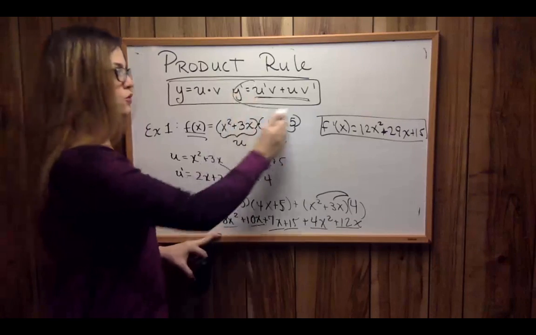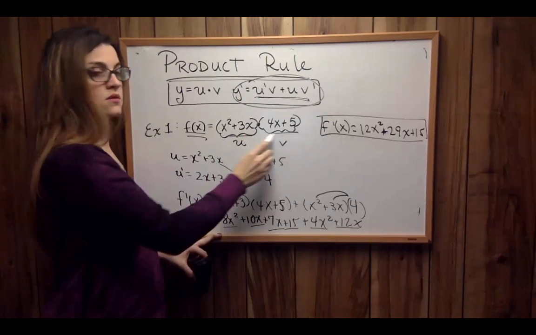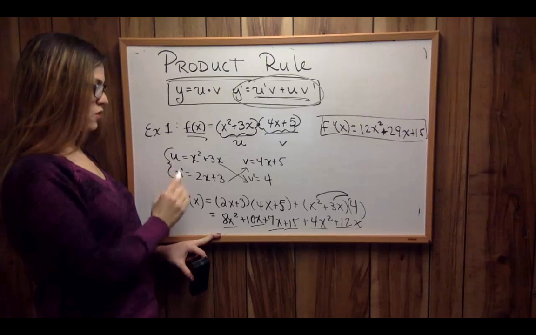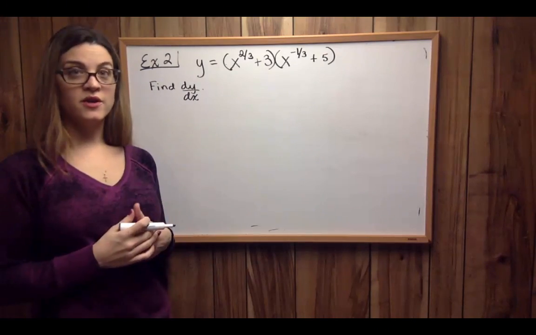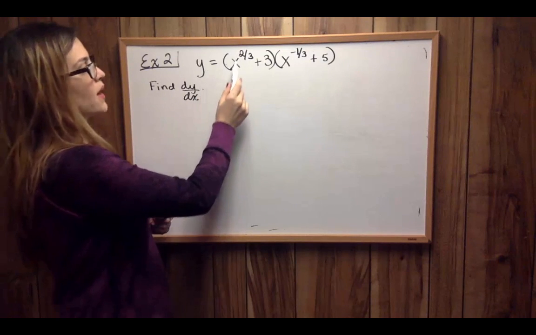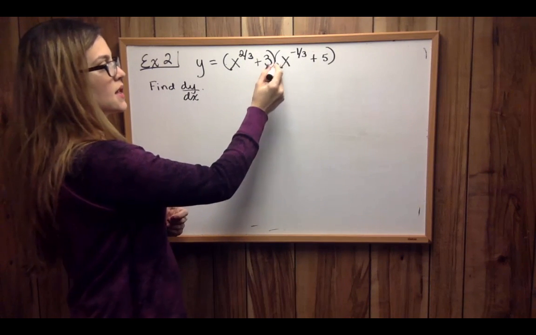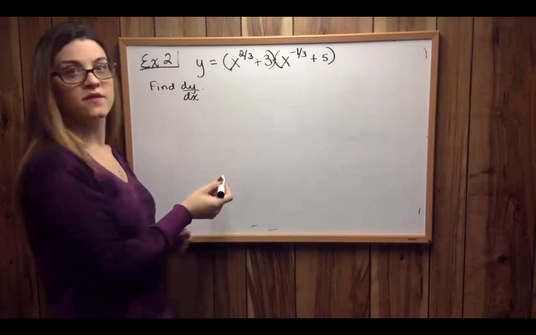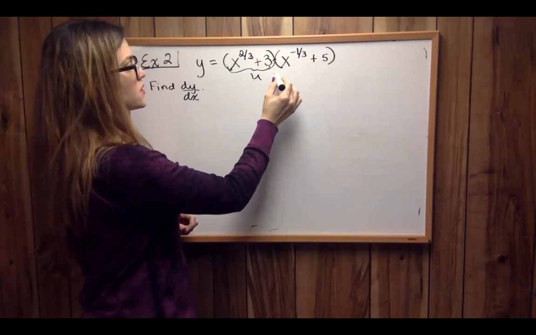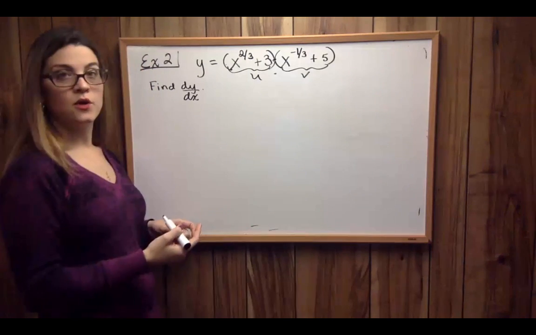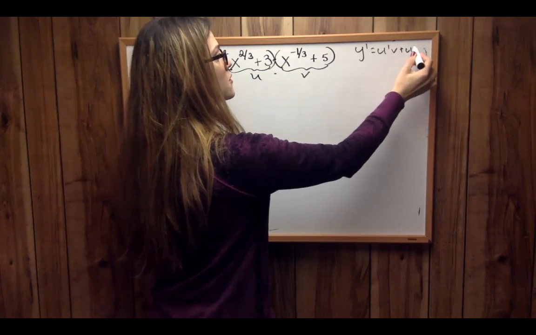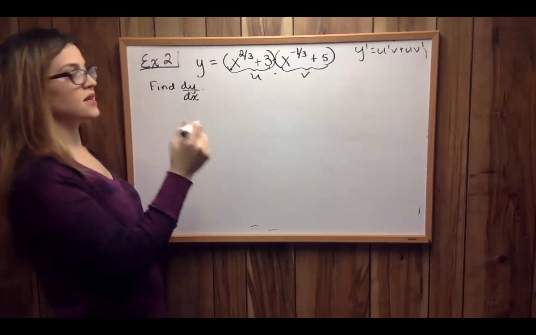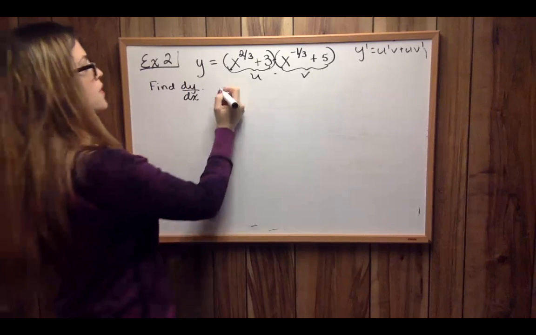Again, know your rule, recognize that it's a product, and identify u prime, v prime. Substitute them in and simplify your answer. Let's try another example. y is equal to x to the 2/3 plus 3 times x to the negative 1/3 plus 5. u times v. So we know it's product rule, so we know we're going to use the rule u prime v plus uv prime. So let's identify our u, our v, our u prime, our v prime.